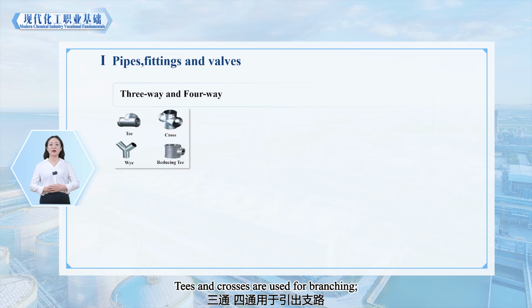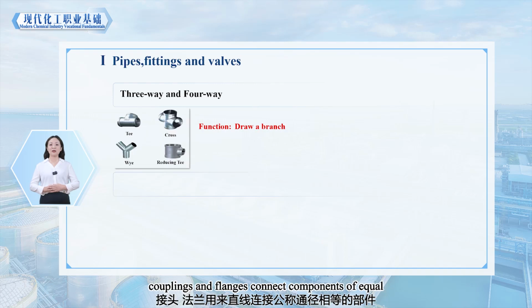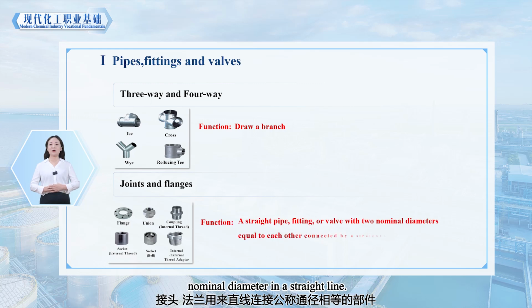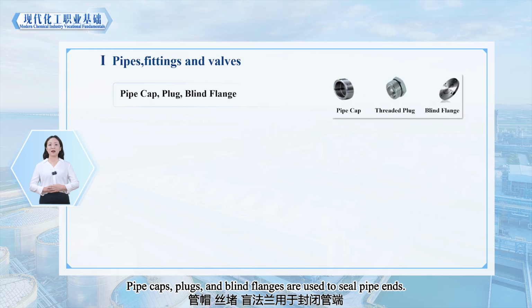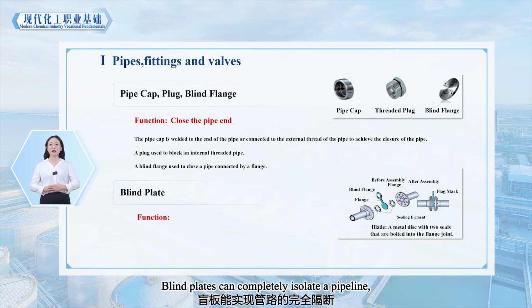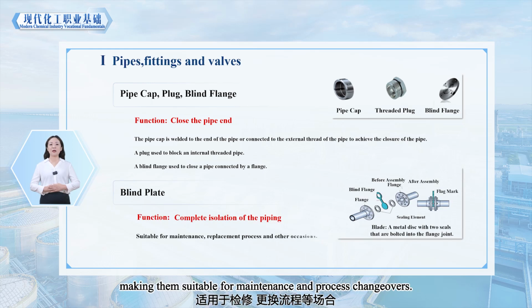T's and crosses are used for branching. Couplings and flanges connect components of equal nominal diameter in a straight line. Pipe caps, plugs, and blind flanges are used to seal pipe ends. Blind plates can completely isolate a pipeline, making them suitable for maintenance and process changeovers.